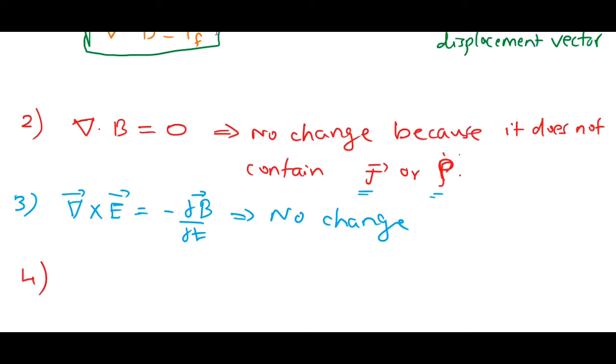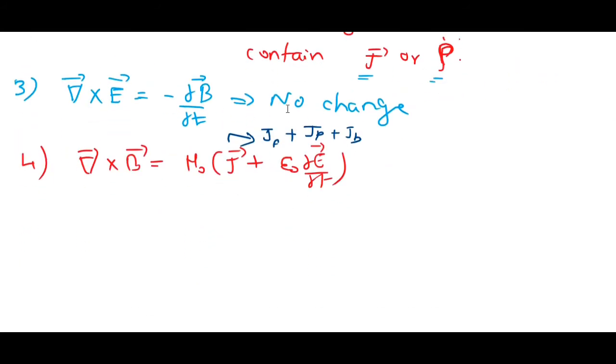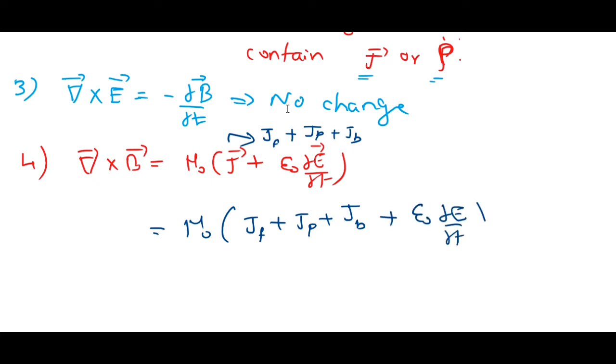The fourth equation is del cross B equals mu 0 of J plus epsilon 0 dou E by dou t. But this equation contains J, and this J has to be modified into J_F plus J_P plus J_B. Therefore, in the next step, I will write mu 0 times free current density plus polarization current density plus volume bound current density, plus epsilon 0 dou E by dou t.